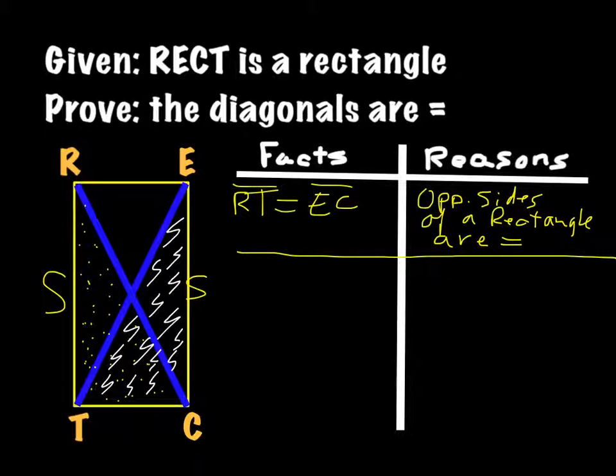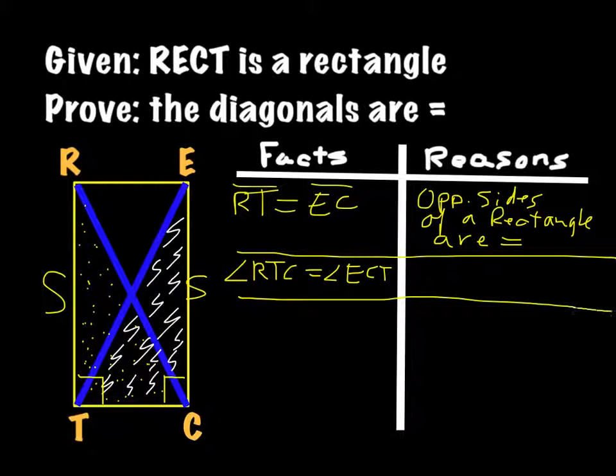I can also use the angles that are in each of these corners right here. I'm going to have to call that with 3 letters. Angle RTC has got to be the same as angle ECT. So I'm talking about these angles down here in the corner. And hopefully I didn't lose you on that. I'm calling that angle RTC. These are the 3 letters that make up the angle.